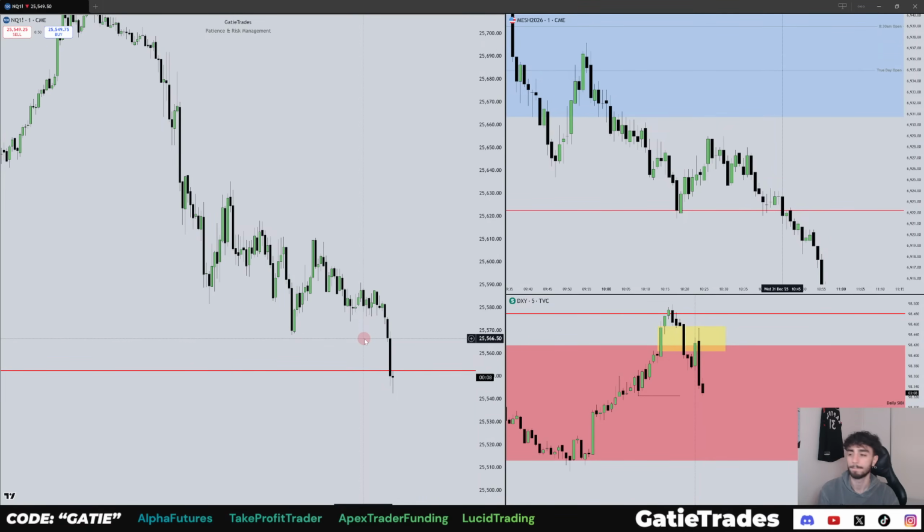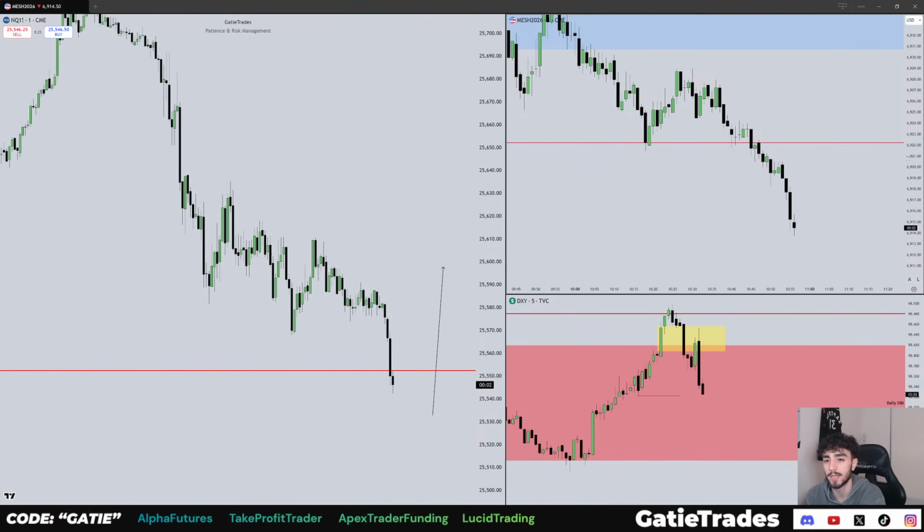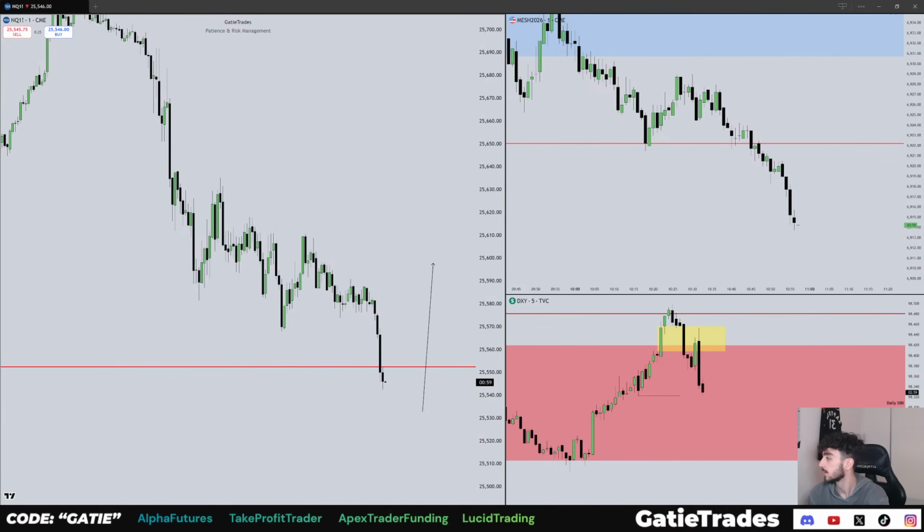No, I think we can move back into the range now at some point, because now dollar index is moving lower. So I think we'll move back into the range, but who knows?